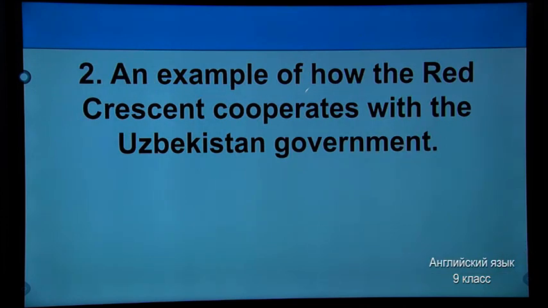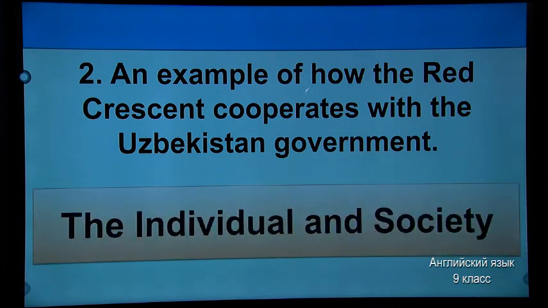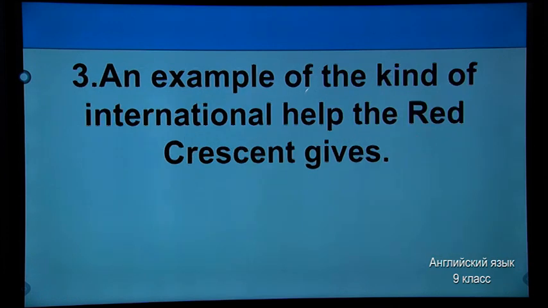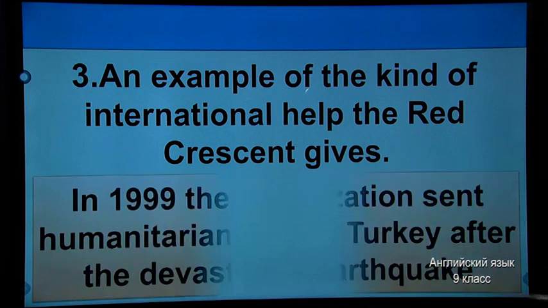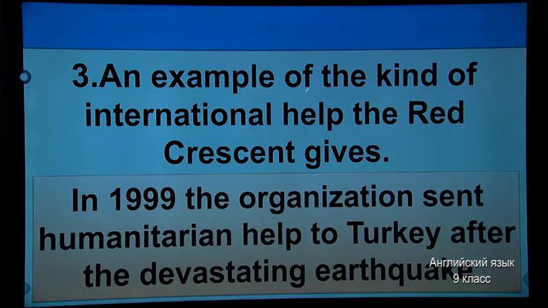The second question: an example of how the Red Crescent cooperates with the Uzbekistan government. Thank you. The individual and society. Let's move to the third question. An example of the kind of international help the Red Crescent gives. Good job. In 1999, the organization sent humanitarian help to Turkey after the devastating earthquake.